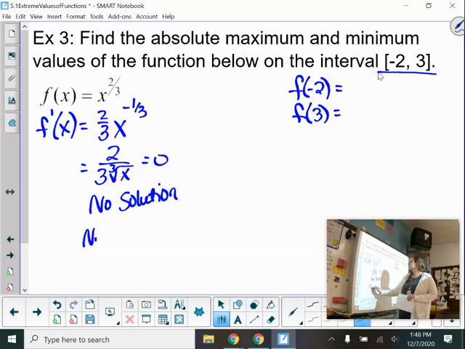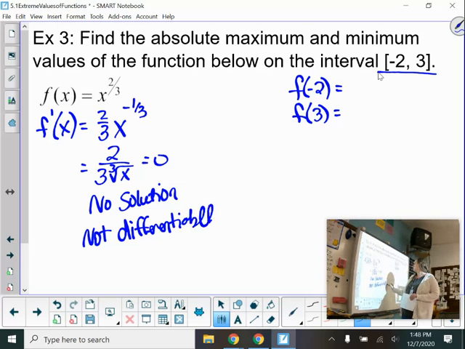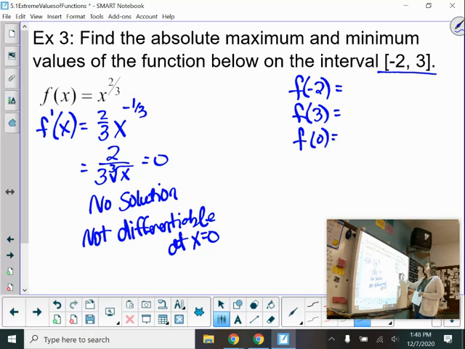However, remember, the critical points also include places where it's not differentiable. This is not differentiable where the denominator is equal to 0. So it's not differentiable at x equals 0. X equals 0 is in the interval that was provided in the original setup of the question, so that also has to be one of the candidates that we consider here.